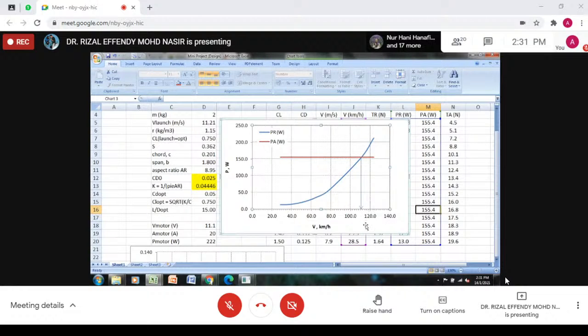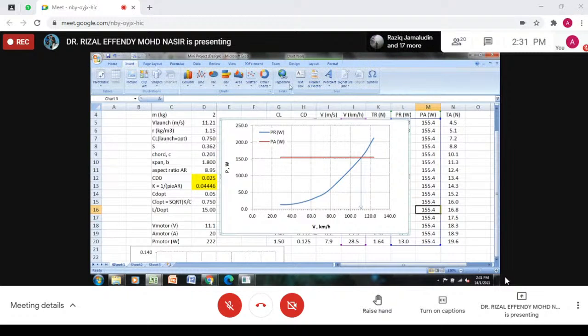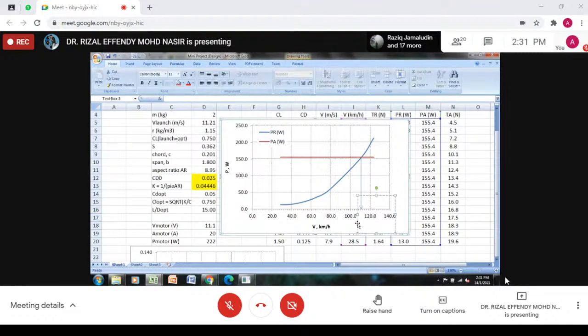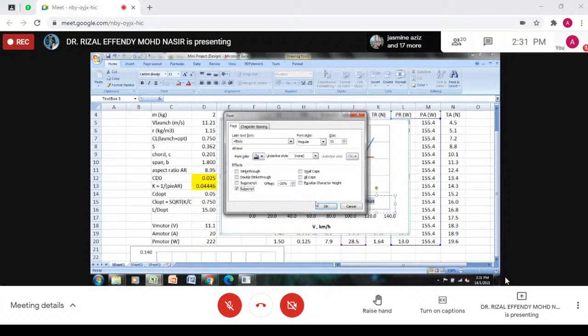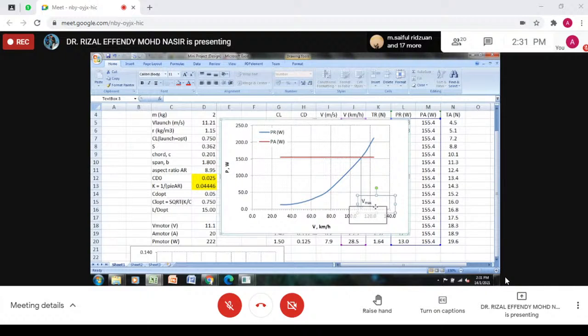Dia maximum speed. Okay. Actually sebenarnya boleh lukis lagi dalam ni. You can have this text box here, please. Okay, as long as you click kat dia, Vmax. That's a sign of Vmax. Okay. Subscript. So that's a Vmax. So tu dia tanda Vmax dekat mana.